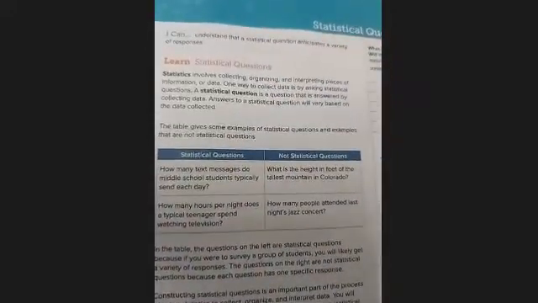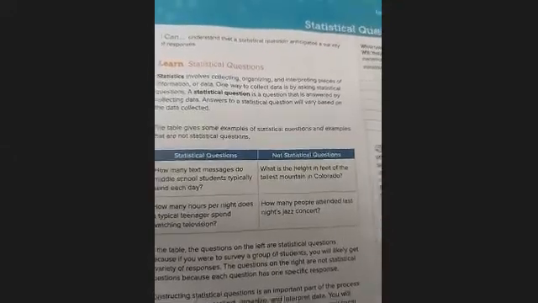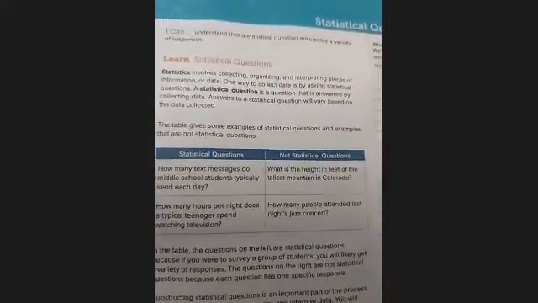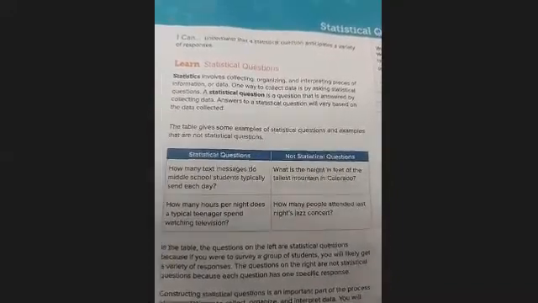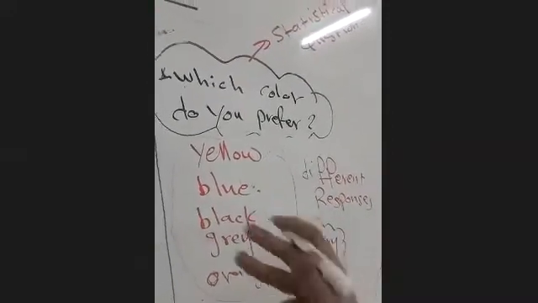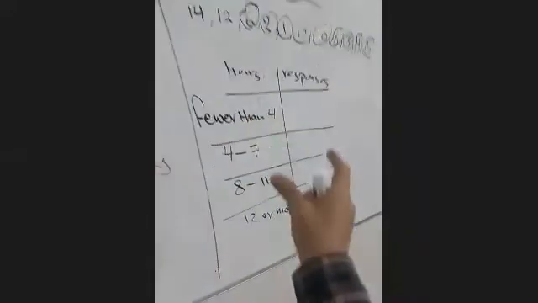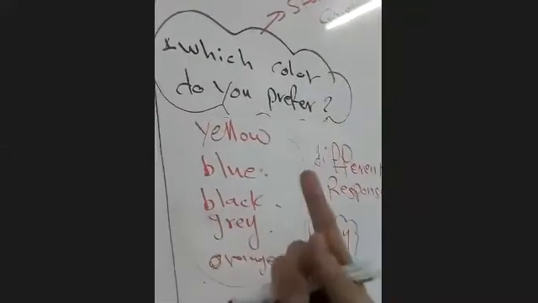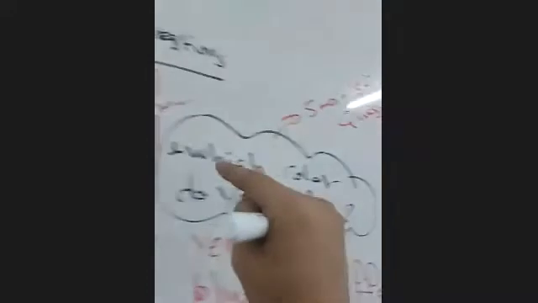Statistics involves collecting, organizing, and interpreting pieces of information or data. Wait, Muhammad. What do we call this, guys? Statistics. I ask a question and I collect data. These answers, these responses, we call data. Asking, collecting, organizing in tables and making graphs, this is what we call statistics. But what I will ask is: statistical question, not a statistical question. Okay? Continue.